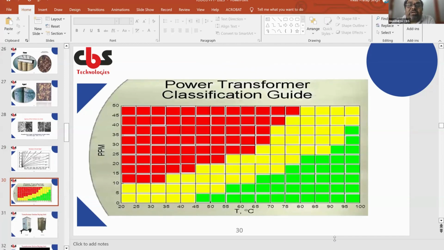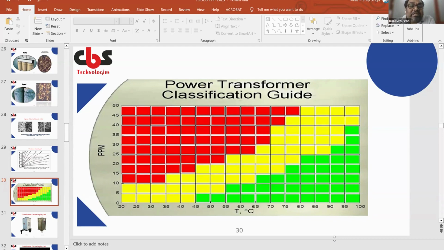This is a power transformer classification guide. How much ppm is good? What you see in red is considered the dangerous part. What you see in yellow is the chalta hai type of thing, which power utilities normally do. But the part you see in green should mandatorily be maintained like this.